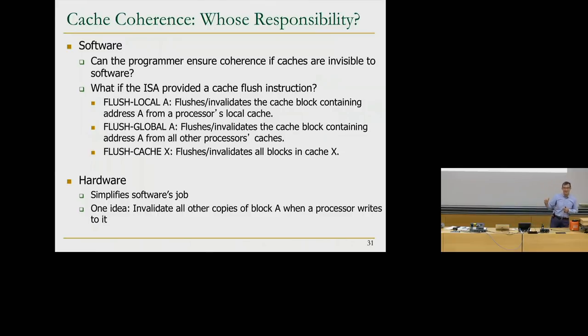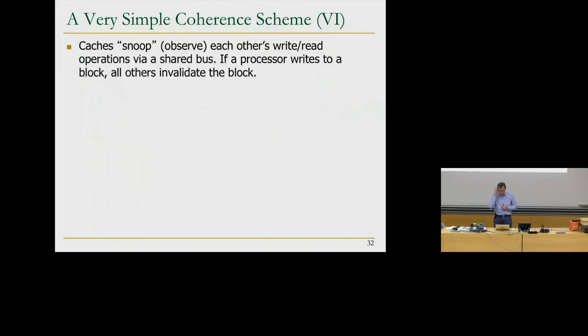So you need to basically satisfy this in hardware. So you need to provide hardware support to be able to do that. How do you do that? I'll give you one example, actually. This is a very simple coherence scheme. It is also called a Snoopy bus, Snoopy coherence scheme: caches snoop or observe each other's write or read operations via a shared bus. And if a processor writes to a block, all other processors invalidate that block in their cache.